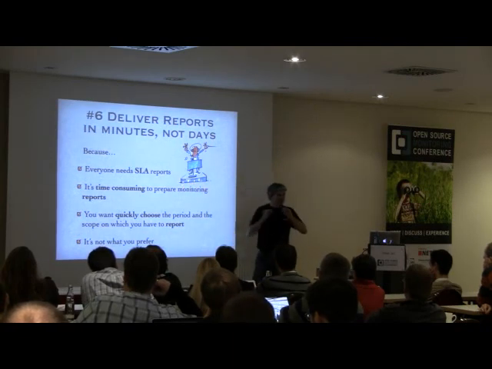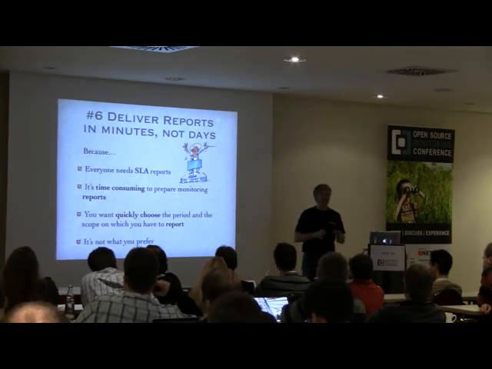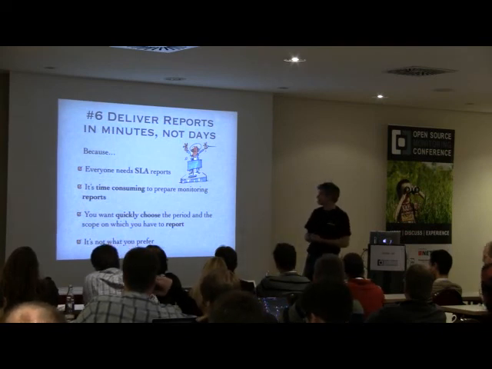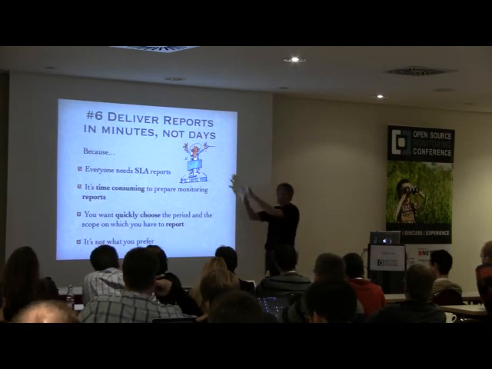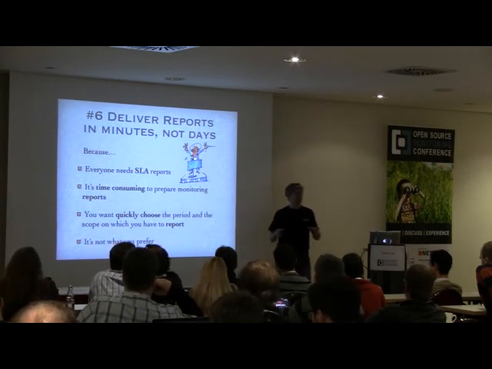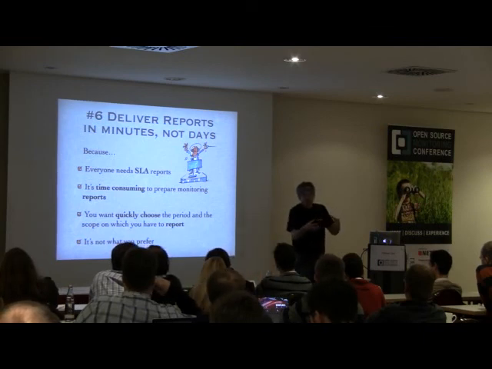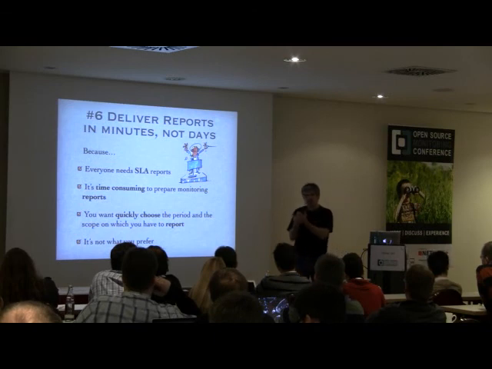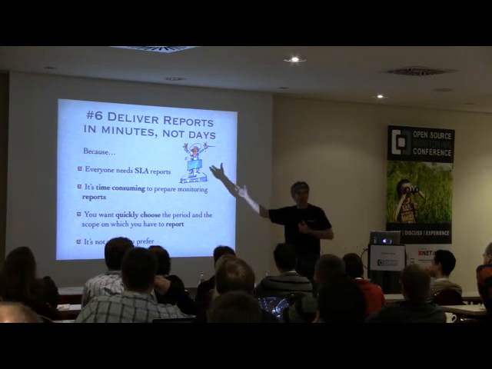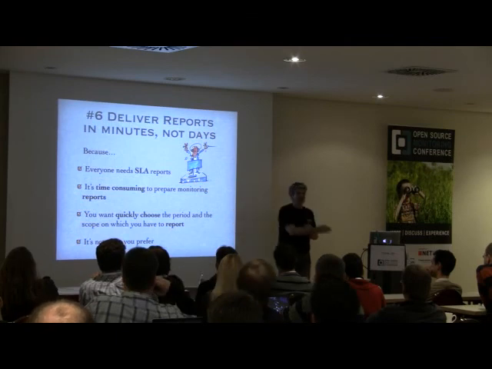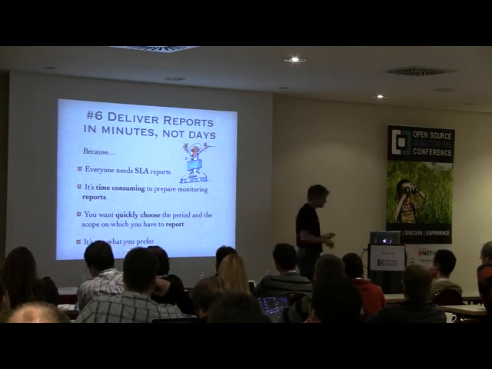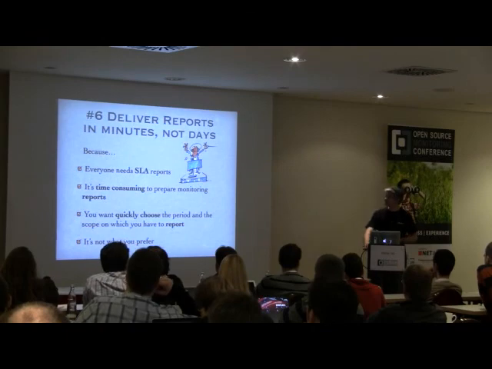So one thing is absolutely sure, I think: in the next decade, everyone needs SLA, service level agreement reports. So we must have that ready in your solution, and based on this SLA report, we want to quickly choose the period and the scope on which you have to report. You can report on an application. I think this is the best because you judge availability from the user point of view, not your technical point of view. And this is what we call SLA. Don't forget that when there are SLAs, there is also money in the thing. So we want that. Unfortunately, there's not so much initiative right now for that.